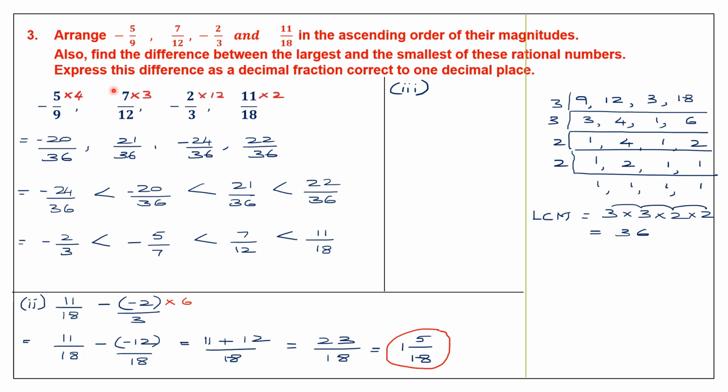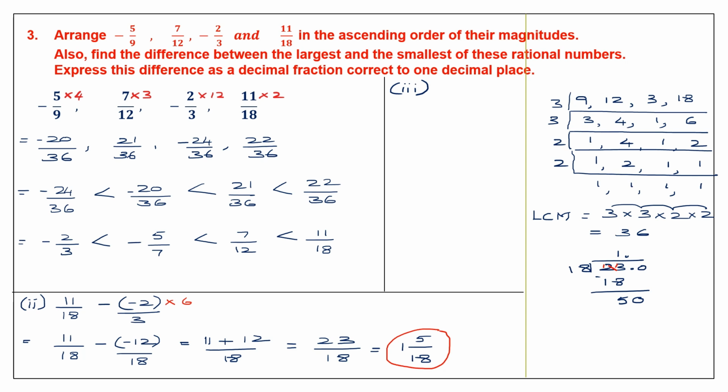Now let's go to the third part. It says express this difference as a decimal fraction correct to one decimal place. So let's take 23 by 18. Now we're going to write this as a decimal fraction correct to one decimal place. So let's divide 23 by 18. 18 ones are 18, minus, here we can subtract this, 13. 13 minus 8 is 5. Now to one decimal place, so we're going to continue with a decimal point. We'll put a 0, bring down the 0.